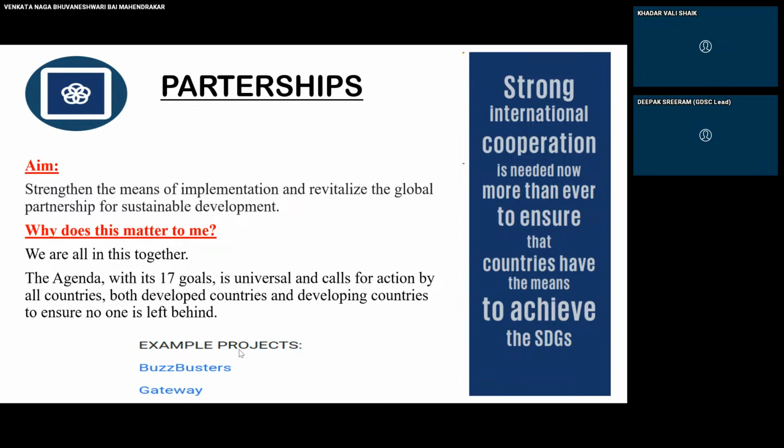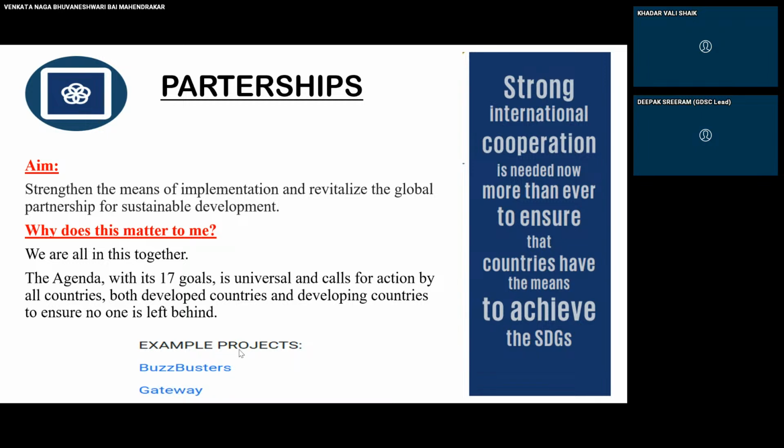So coming to the next, partnerships. The main aim of partnerships is to strengthen the means of implementation and revitalize the global partnership for sustainable development. This agenda with 17 goals is universal and calls for action by all countries, both developed and developing, to ensure no one is left behind.